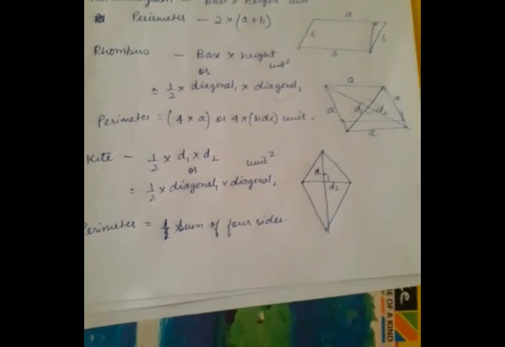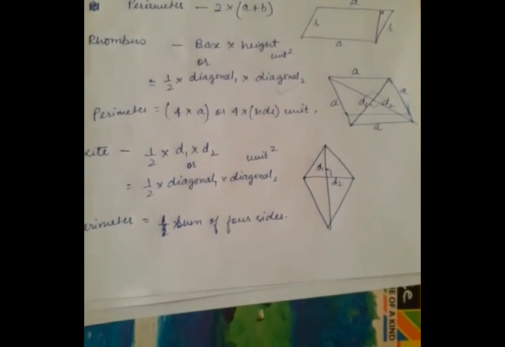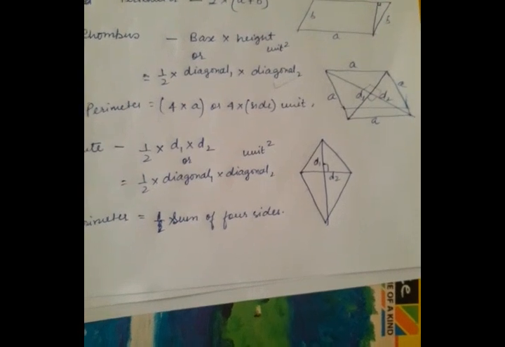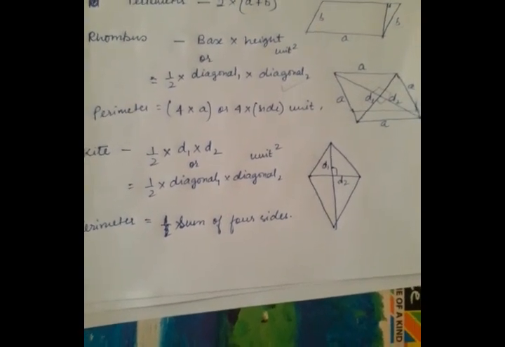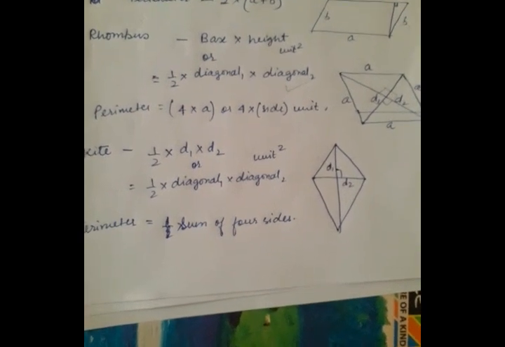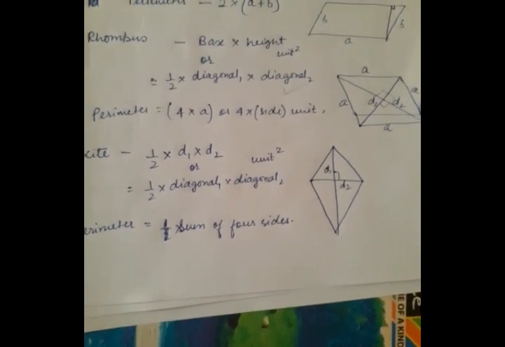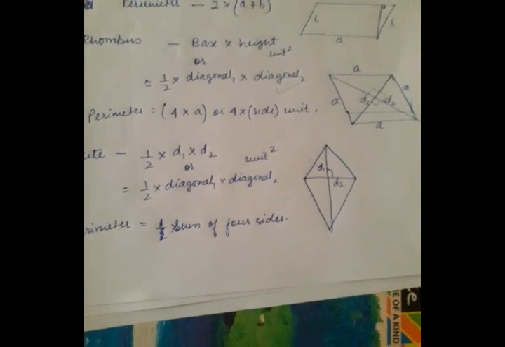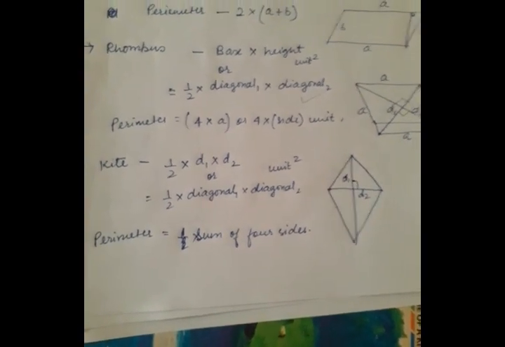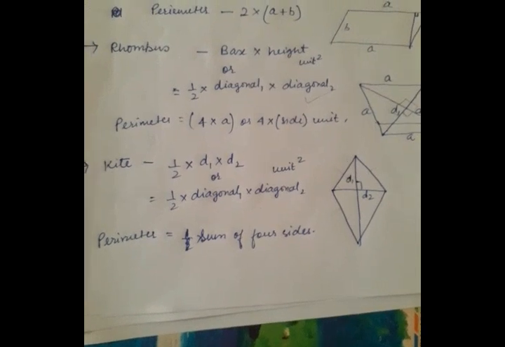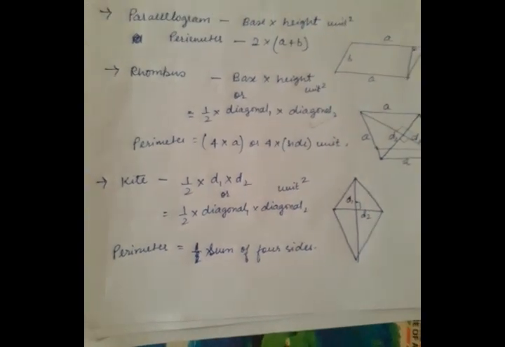So the last one is the kite. The kite has a formula similar to rhombus, but keep this in mind that the diagonals of the kite intersect each other at 90 degree. Not bisect, sorry, beg your pardon. It never bisects. And the perimeter of kite is the sum of all the sides, also the rhombus.